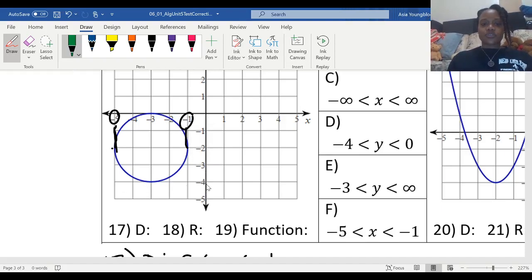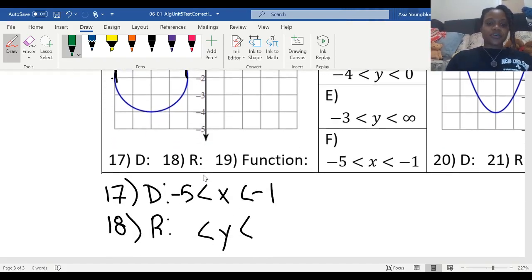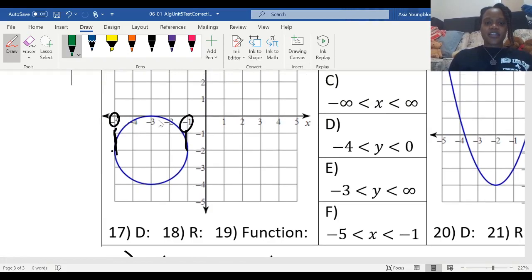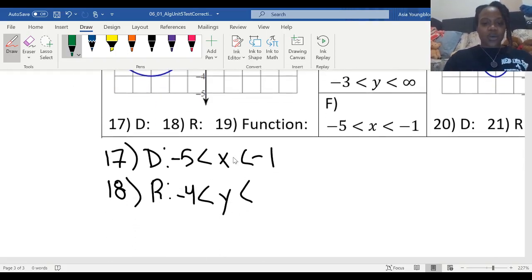The smallest y value that's included is negative 4, because the circle does not go beneath negative 4. So negative 4 is less than y, and then it's going to go up to this value here. This value doesn't have a number, but intuitively we know this has to be 0. If this is negative 1 and this is positive 1, this number in between has to be 0. So the range, or the y values, go from negative 4 to 0.